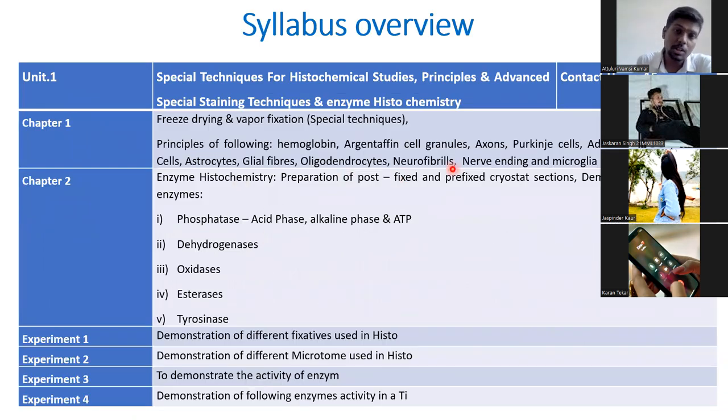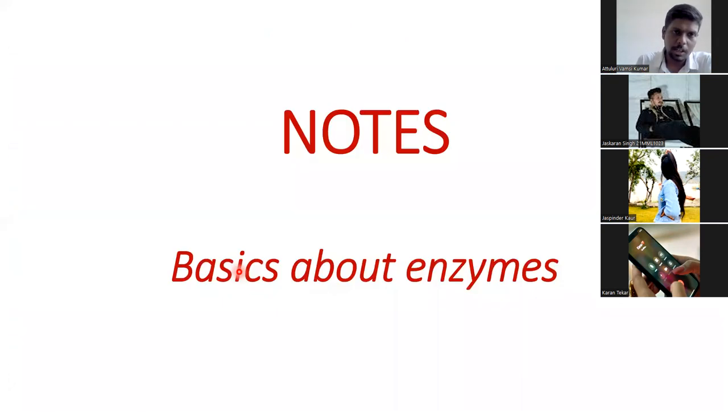One is all about the neural system of the central nervous system, the cells identification histologically, and chapter two is enzyme histochemistry. So in enzyme histochemistry, there is discussion about the fixation, prefixation, cryosections, and the demonstration of various enzymes in the tissue, including phosphatase, dehydrogenases, oxidases, esterases, and tyrosinases. Okay, so let us move forward.